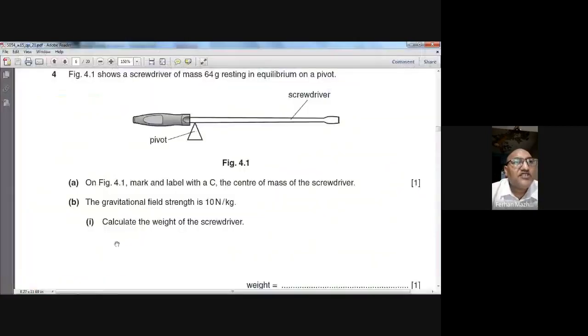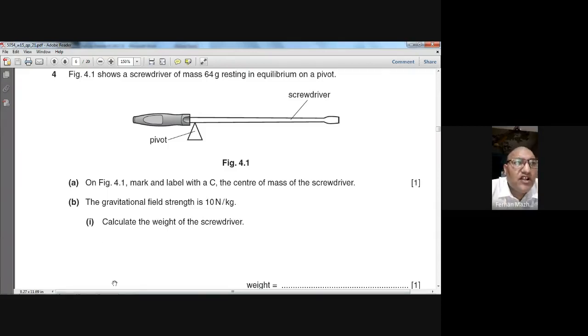The gravitational field strength is 10 Newton per kg. Calculate the weight of the screwdriver. You know, the weight formula is mg, but the m must be in kg. The mass of the screwdriver is given as 64 gram, but we don't use the mass in grams in the weight formula. We convert it into kg. So divide 64 by 1000, and you will get 0.064 kg. Multiply it with the g value, which is 10, and you will get the answer 0.64 Newton.